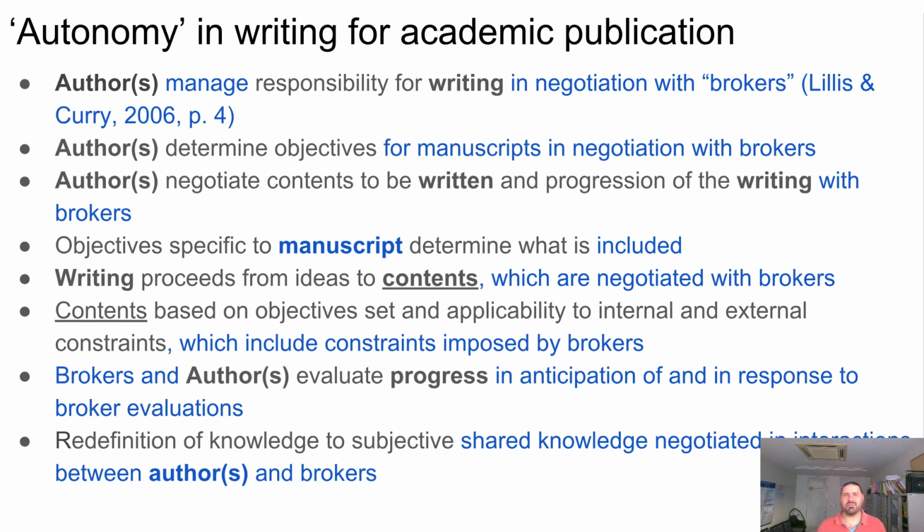Authors manage responsibility for writing in negotiation with brokers, and I defined brokers earlier. It could be editors and reviewers. And then again, objectives are determined in negotiation with brokers, and contents to be written in progression are negotiated with brokers. Objectives specific to the manuscript determine what is included.